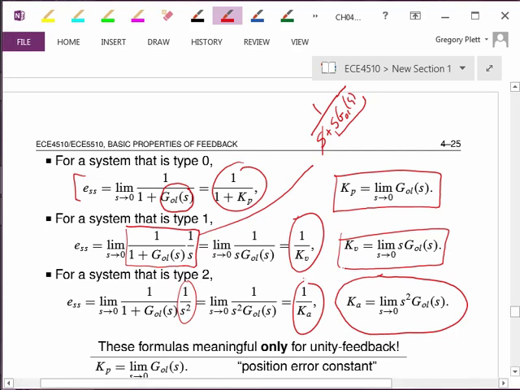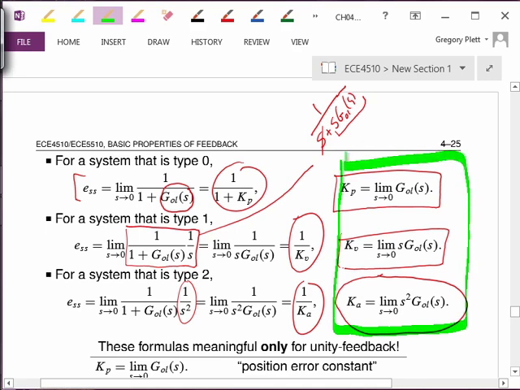This is much easier to evaluate than the general case rule, because I simply have to plug in different values into the G open loop. I have to plug in s equals 0 first, and if I get a non-zero, non-infinite number, then I've got a type 0 system. If not, then I keep on going. If I plug in s equals 0 to compute Kv and I get a finite number, then I've got a type 1 system. If not, I keep on going, and so forth. It's easier, I think, than the test that we had to do in the previous section.